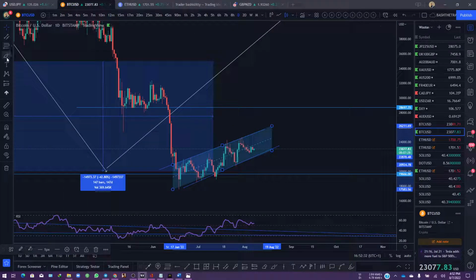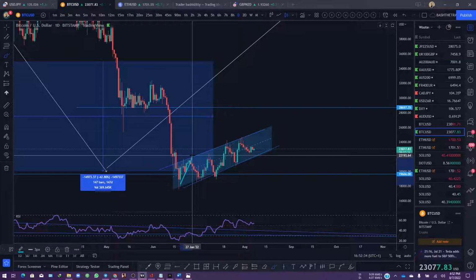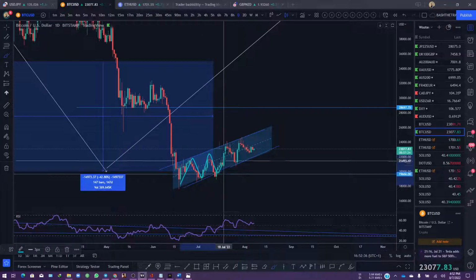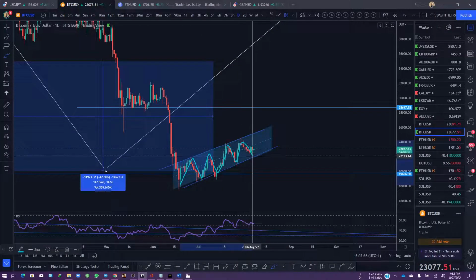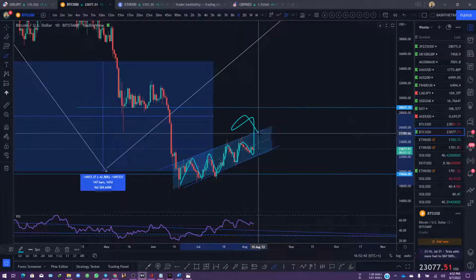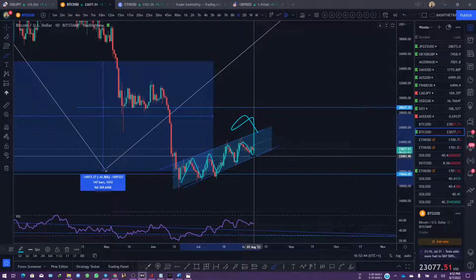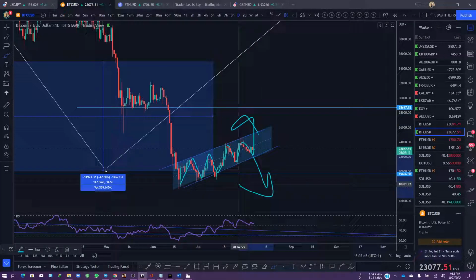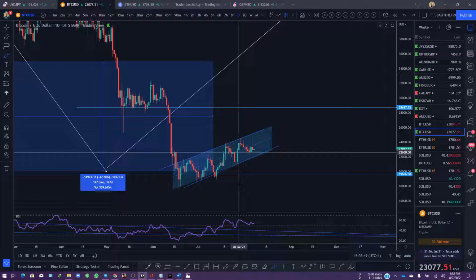Price is trading in that channel. We're seeing something like this: up, down, up, down. Now what do we expect when we see a channel forming like this? We expect a breakout of that channel to the upside, or a breakout of the channel to the downside. One thing has to happen, that's just it.